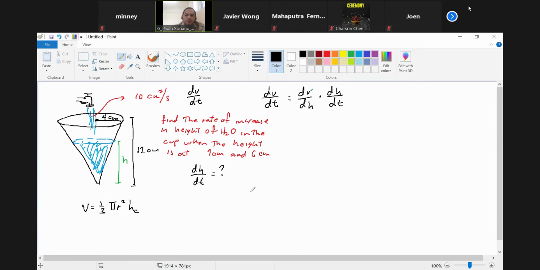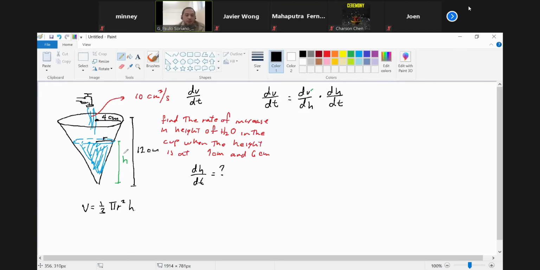Oh, wait. We need the volume of water, so no need for the C over here. So H, yes, okay, H. The problem is the R is unknown. This R, from here to here, that R is unknown. We cannot get the volume of this water if we do not know R.